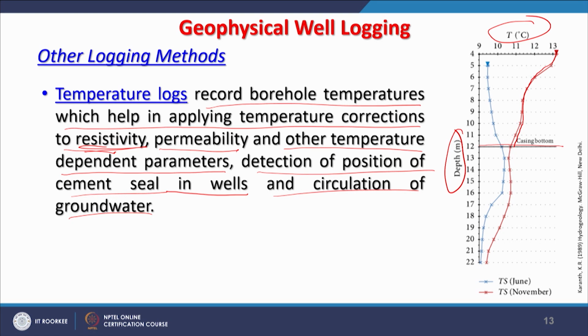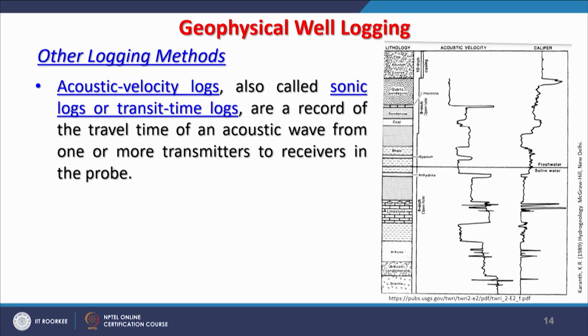So, temperature is important from industry's point of view, the temperature of the water which is going to be available, and temperature information is also required for the corrections of resistivity, permeability and other related parameters. Now, other well logging methods can also be applied, that is acoustic velocity logs, also called the sonic logs or transit time logs, which are a record of travel time of acoustic waves from one or more transmitters to a receiver in the probe.